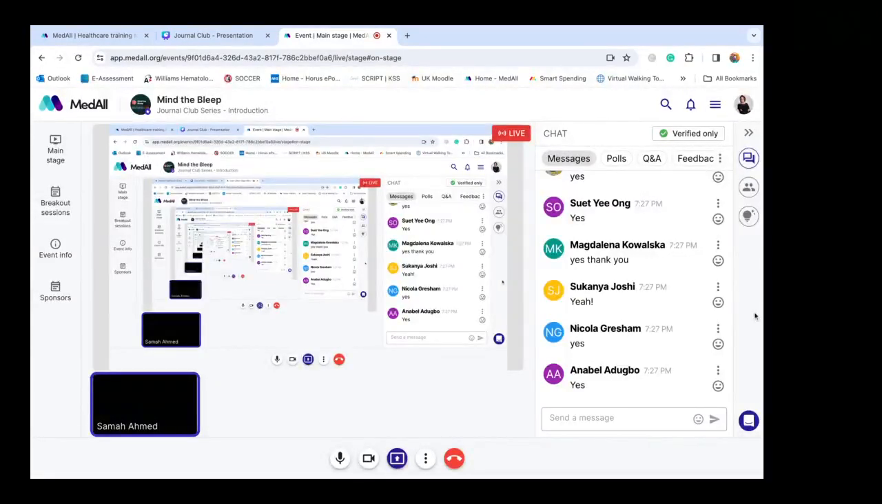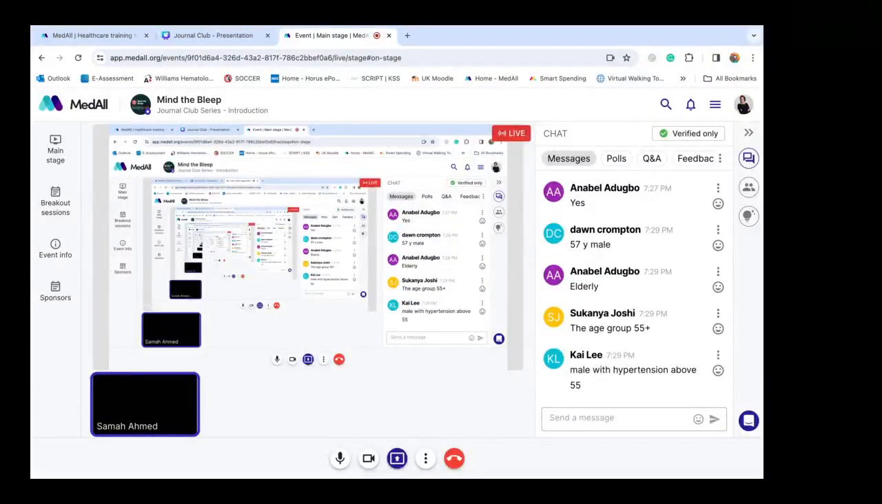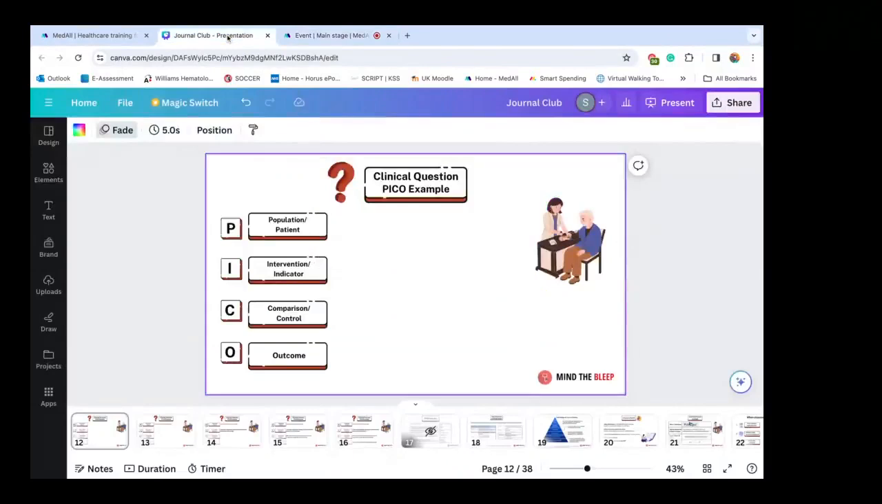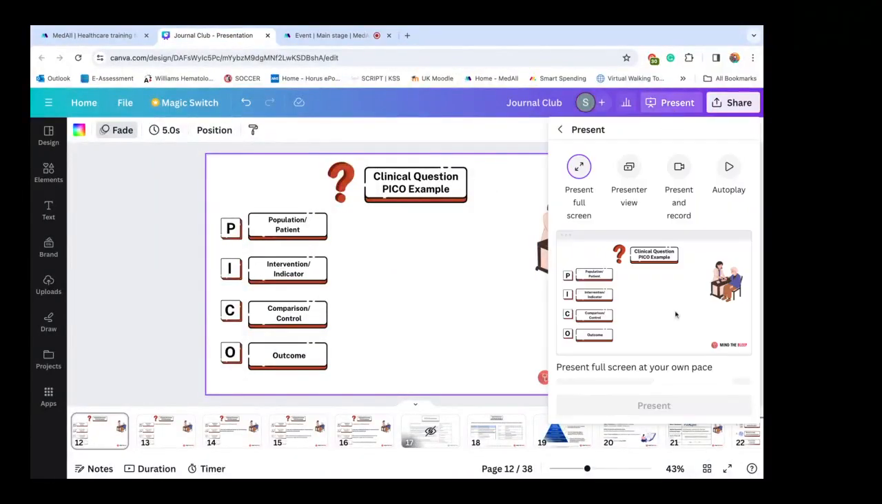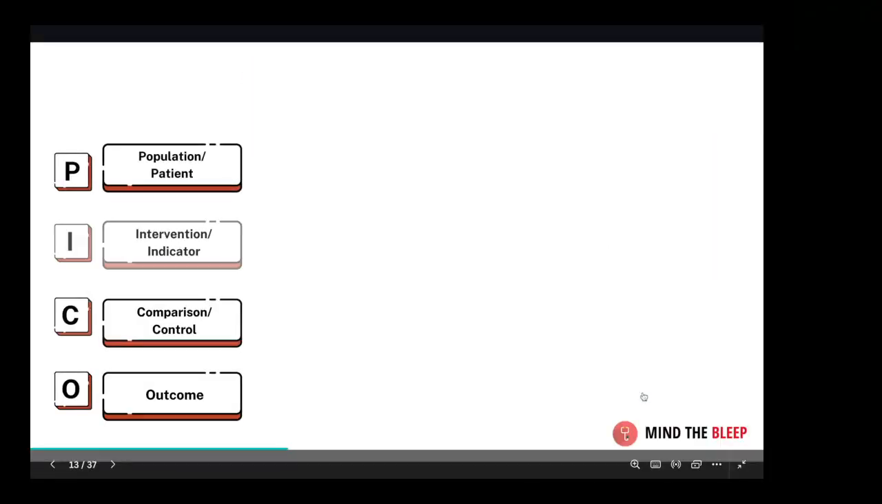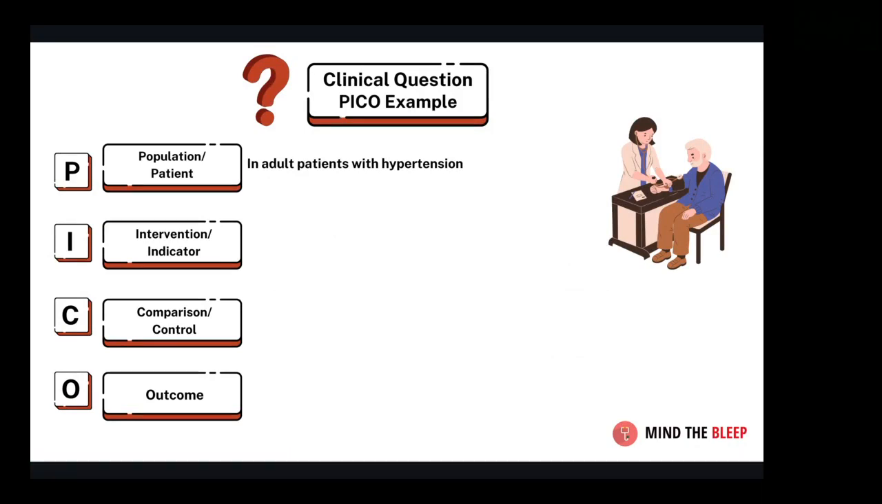So based on the clinical encounter that we had, okay, 57-year-old male, elderly, okay, very good. Male with hypertension above 55. Yes, excellent. Exactly. So you could say in adult patients with hypertension. You can make it as specific or as general as you want. The more specific, the better.